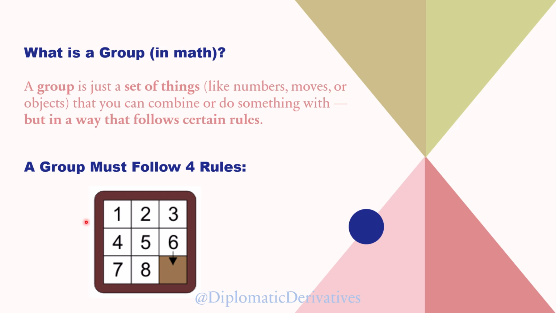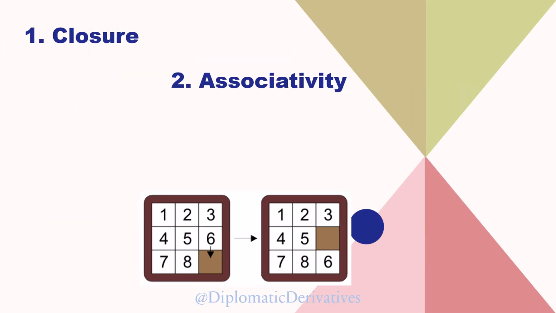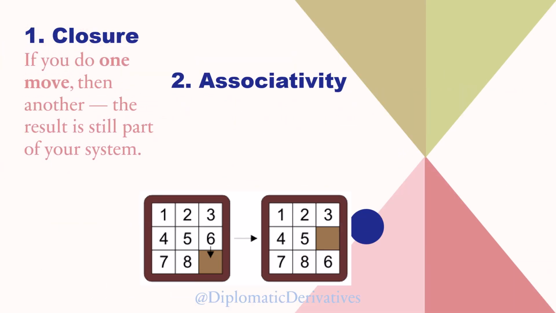A group must follow 4 rules. For something to be called a group, there are 4 rules that are supposed to be fulfilled. Number 1, closure. If you do one move, then another, the result is still a part of the system. We understand group theory, we understand what a group is and why something is called a group with the help of the 4 rules, and the first one is closure.